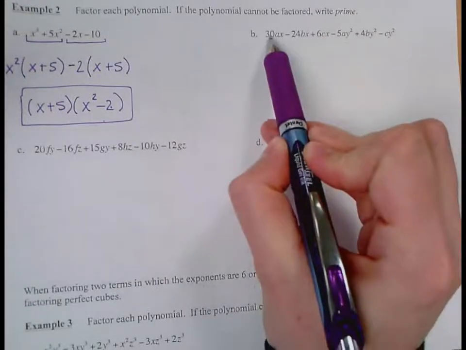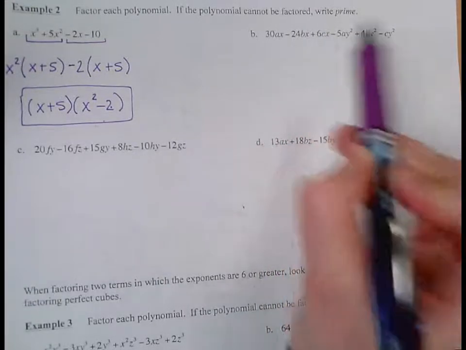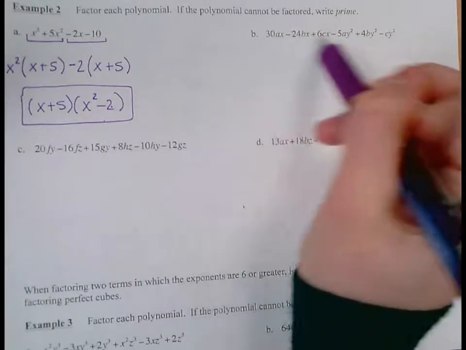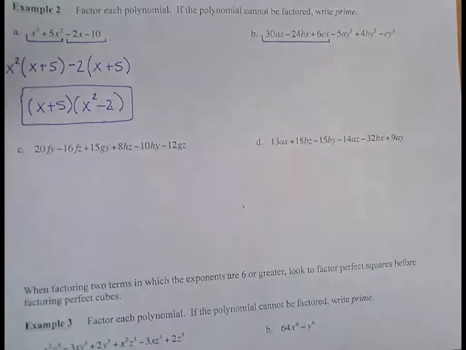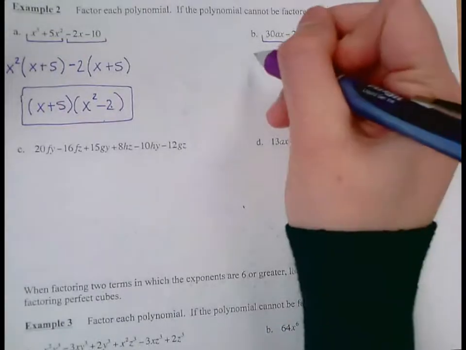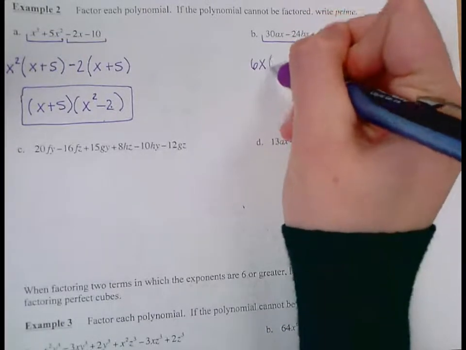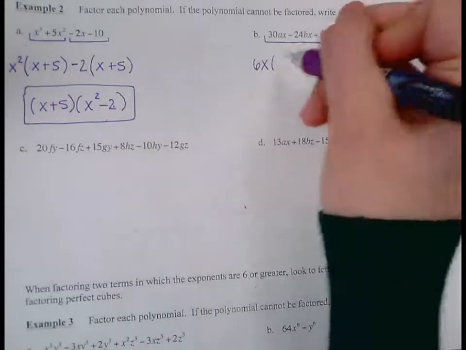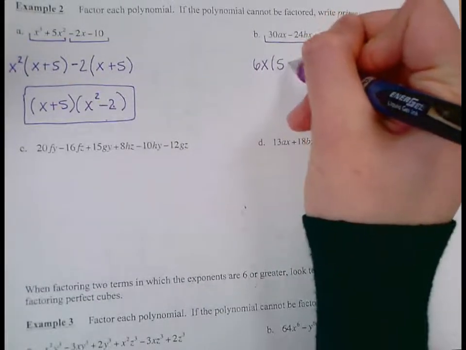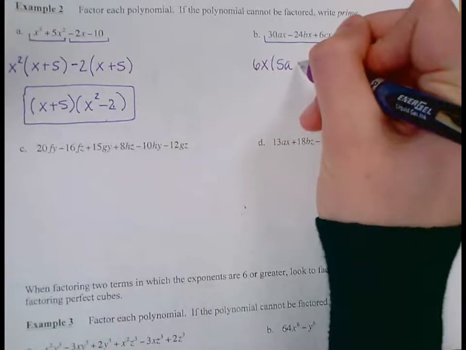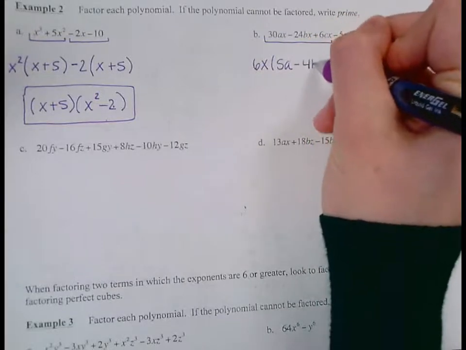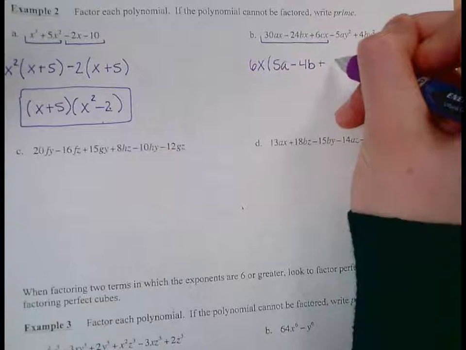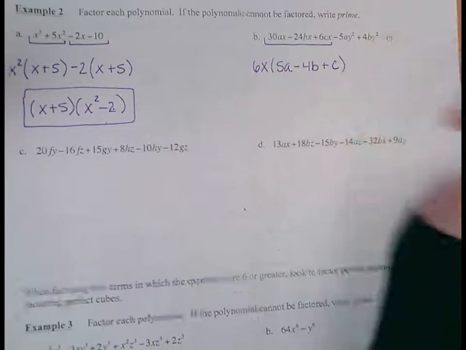So if I look at the first 3 terms, the way it's written, do the first 3 terms have anything in common? They have a 6x in common. Okay, so I'm going to factor out a 6x from the first 3 terms. When I factor out a 6x, I'm left with 5a minus 4b plus 1c, or just c.